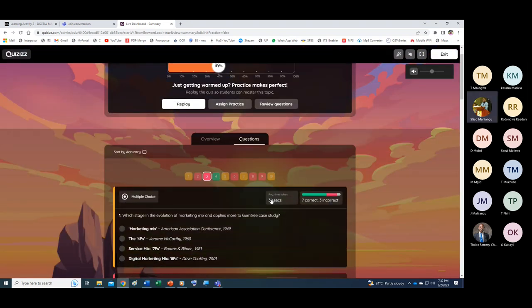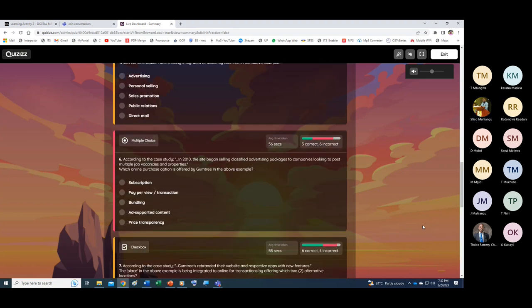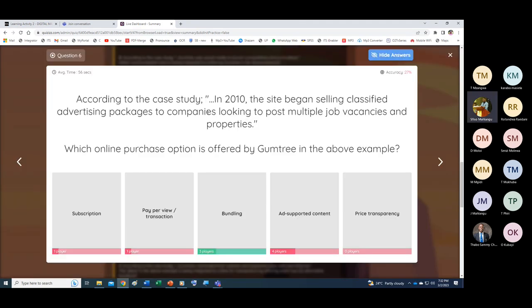And question six, according to the case study in 2010, the site began selling classified advertising packages to companies looking to post multiple job vacancies and properties. And we wanted to identify which online purchase option is offered by Gumtree. So it's bundling in this case because they want to sell multiple job vacancies, as it says, is bundling. Most of you chose ad supported content.